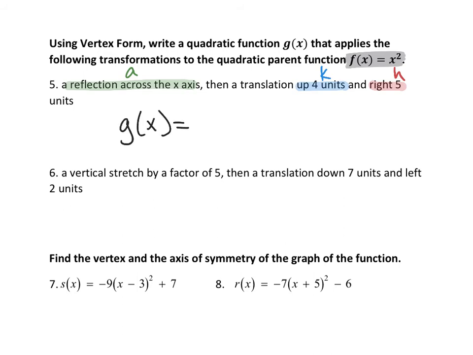g of x is going to be equal to, all right, that negative a. And I need to plug in an h of 5, which means we're going to subtract 5, because the subtraction sign is already in the formula. Remember, positive on the outside, negative on the inside. And then we're going to go up 4. That means I'm going to add 4 at the end. And voila, I've created a vertex form function that does those things.